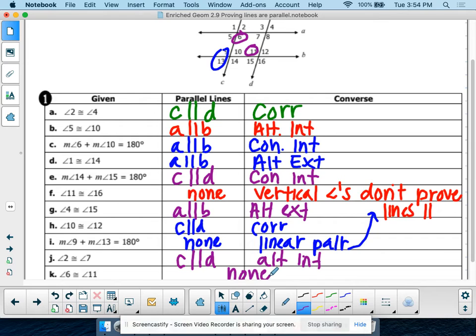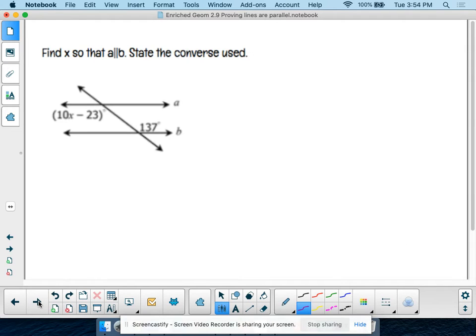Okay, super. Now we're going to throw in a little bit of algebra. We want to find the value of x so that these lines are parallel. And then we have to state the converse we use. So first let's decide, what kind of angles do we have here? These would be alternate interior, so that would be the converse. So we'll say converse.